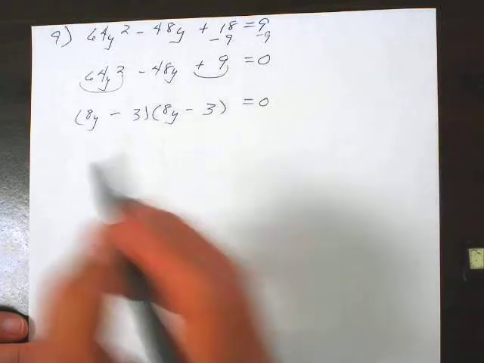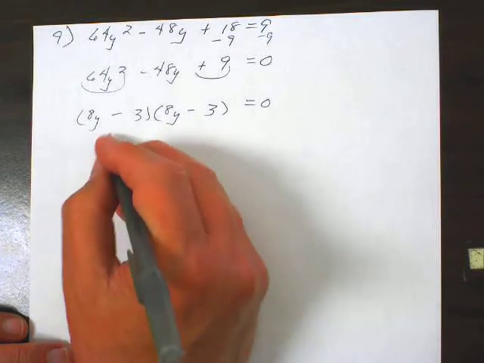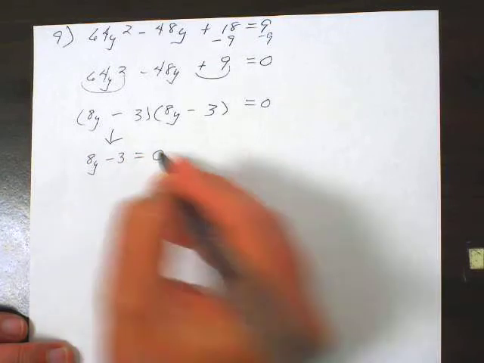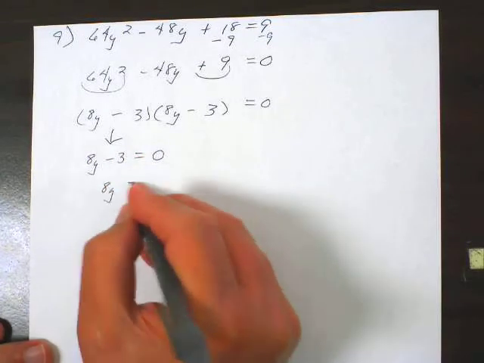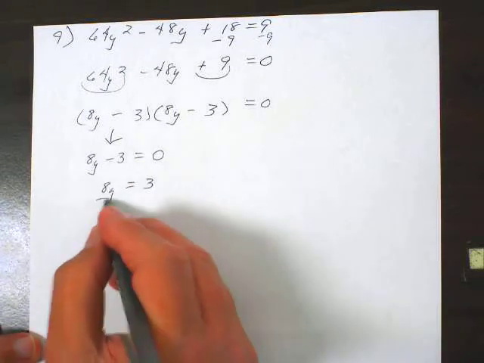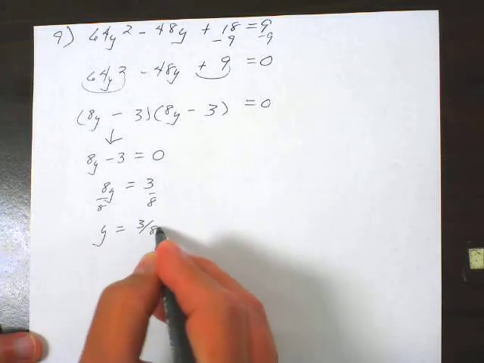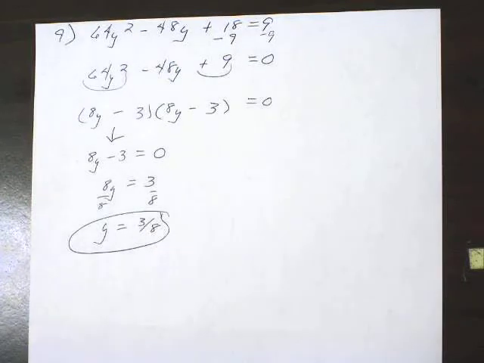Okay, so once again, just like the previous problem, the two factors look exactly alike, so I really only have to do it once. 8y minus 3 equals 0. If I send minus 3 to the other side, it becomes positive 3. And then I divide by 8. And y equals 3/8. That could be turned into a decimal, 0.375, but I prefer a fraction.